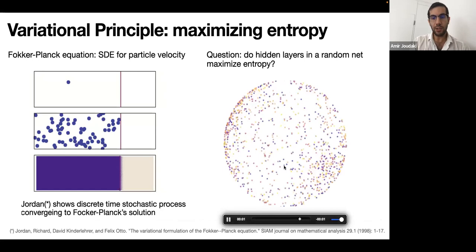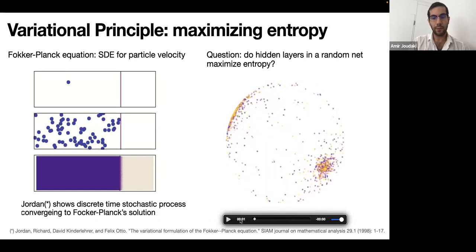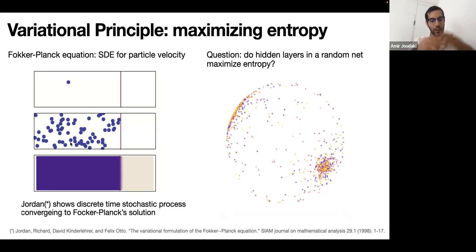Let me give a very quick overview of the viewpoint we want to take. On the left, you see gas molecules that behave in a stochastic way, but as a result of their interactions, we know that the entropy is maximized.